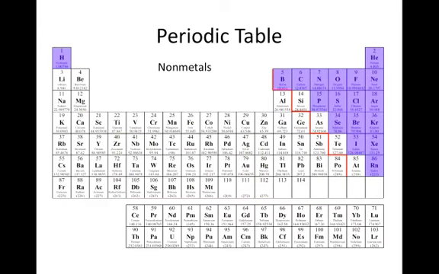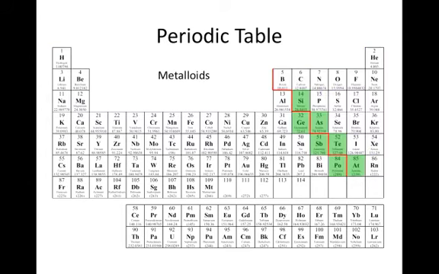To the right of the red line are the nonmetals. You may be familiar with the fact that nonmetals are generally gases at room temperature, and they are poor conductors of electricity. Touching the red line are the metalloids. The metalloids tend to share some of the characteristics of metals and nonmetals.